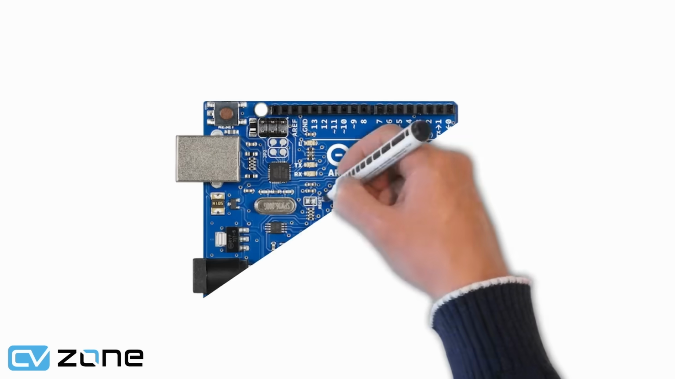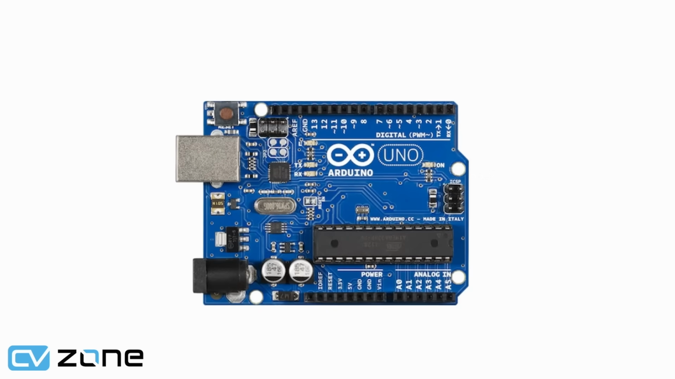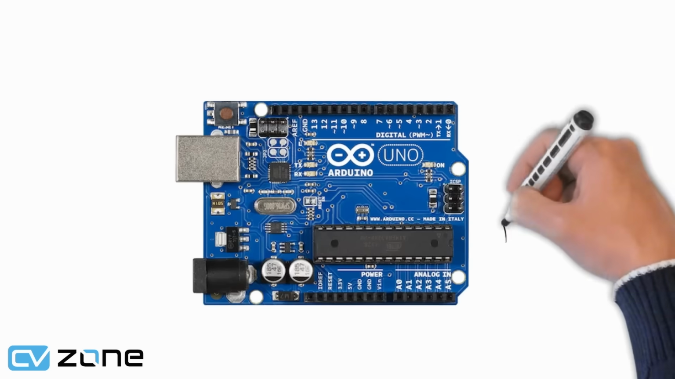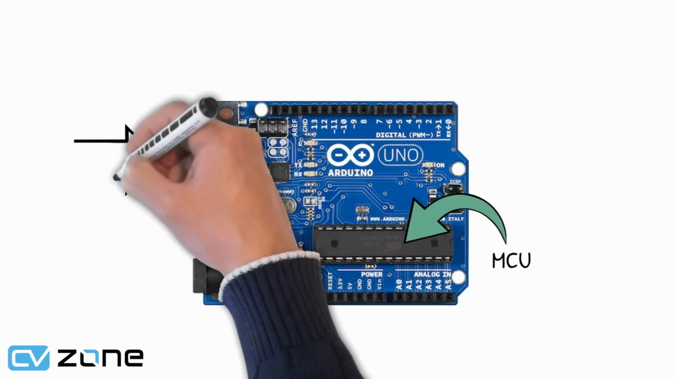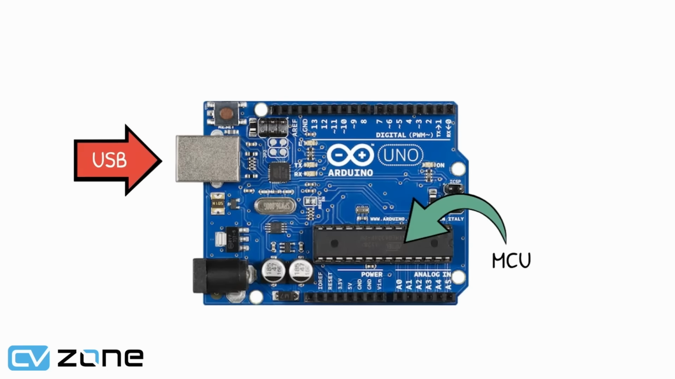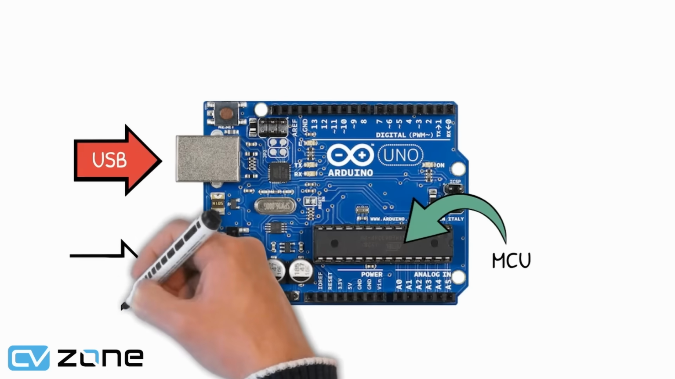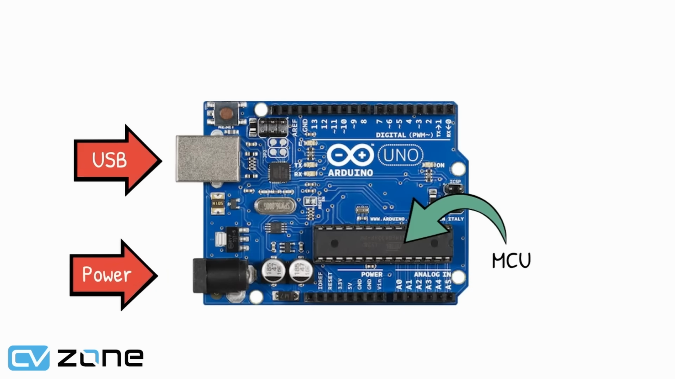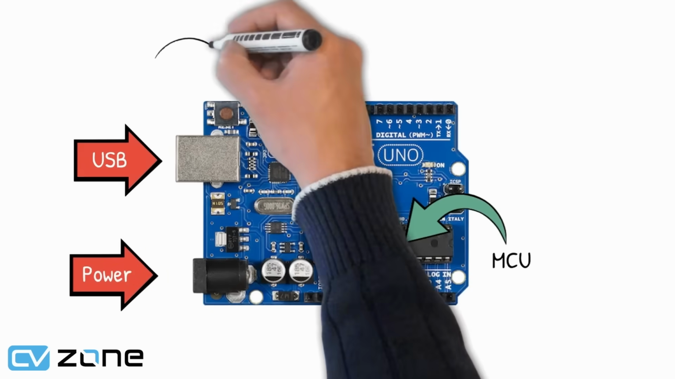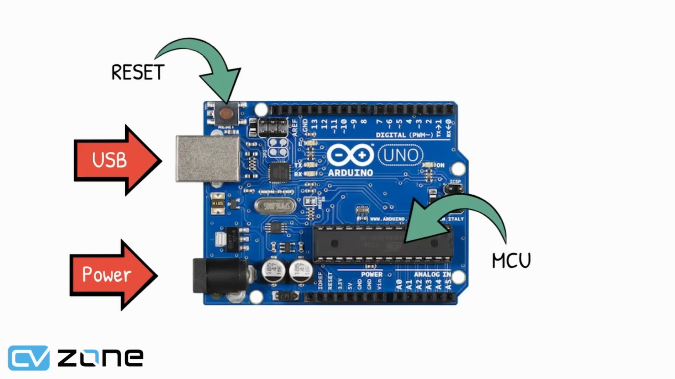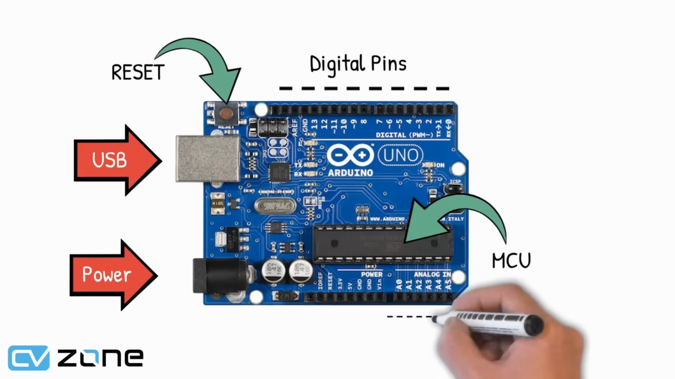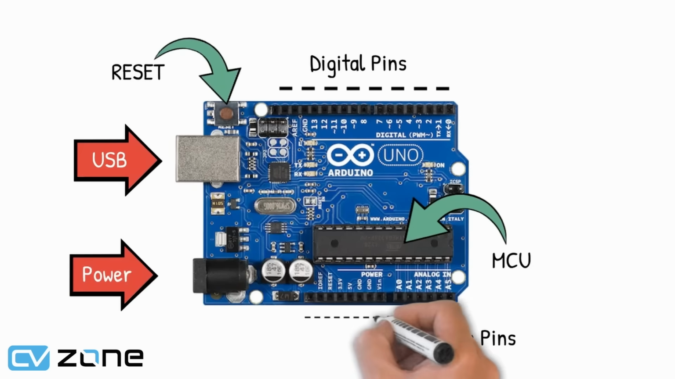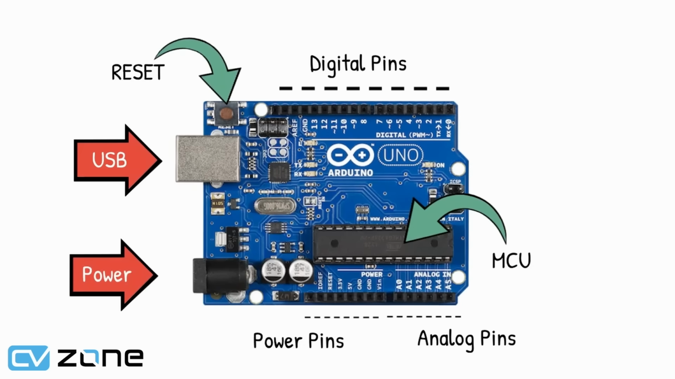So let's have a closer look at the most commonly used Arduino, the Arduino Uno. The main component is the MCU that handles all the logic. Then we have the USB connection to upload the program to the board. We also have a power jack that allows external battery to be connected to make it portable. The reset button resets the code without deleting it. Then we have the pins where we attach our components. We have 13 digital pins, 6 analog pins, and we also have power pins with 5 volts and ground.